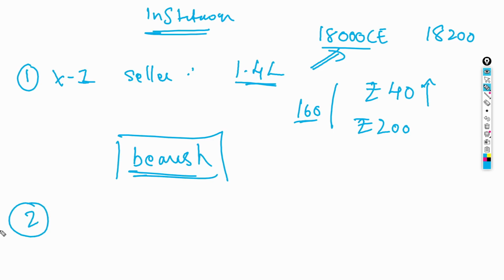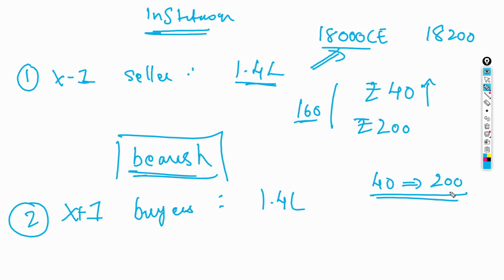So now you might ask, Saket, why can't institutions be buyers? What is the problem in institutions being a buyer? So let us assume institutions have bought this time. So this is +1. So institutions are buyers. So they have bought 1.4 lakh lots of 18,000 CE. One thing we have to note here is that institutions are not here to gamble, right? They are not going to purchase a call option at 40 rupees planning to sell it at 200 rupees. That is not their aim.